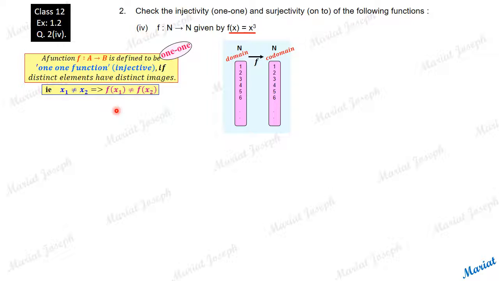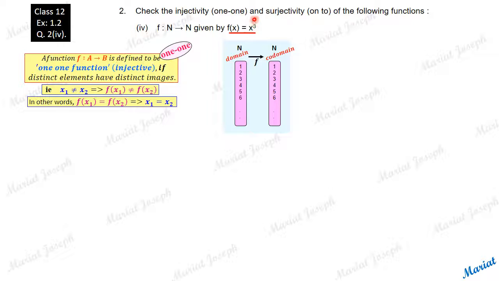Or, in other words, in case the images happen to be equal for some x1 and x2, then that x1 and x2 should also be equal. So, two interpretations of the definition. First is, when you have two numbers x1 not equal to x2, then their images f of x1 and f of x2 should also be not equal. The second interpretation, in case two images are equal, f of x1 and f of x2 are equal, their pre-images x1 and x2 should also be equal.